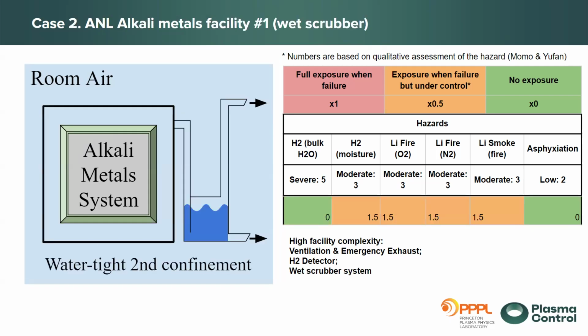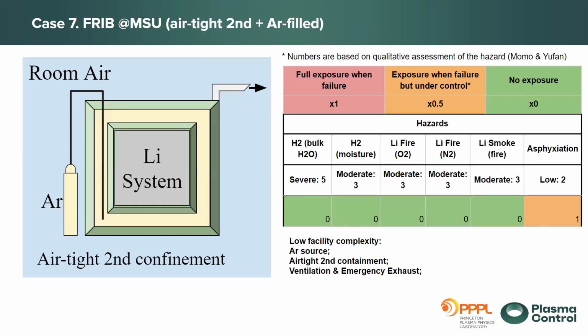In comparison, you can see here the wet scrubber system is a little bit better at making sure there's no hydrogen accumulation, and then there's no asphyxiation. The fire and smoke, although it can still generate them, is probably under control. But it requires pretty high facility complexity, which means you have to install all the ventilation, you have to remodify the building, and include very prompt hydrogen detectors. So in the end, this is one of the strategies that FRIB at Michigan State University uses.